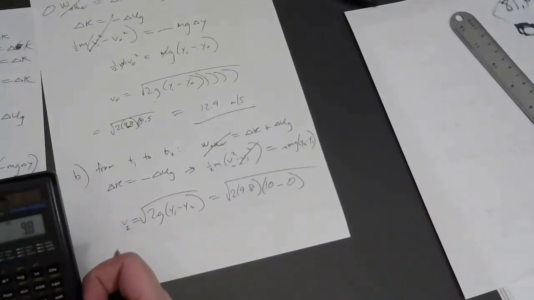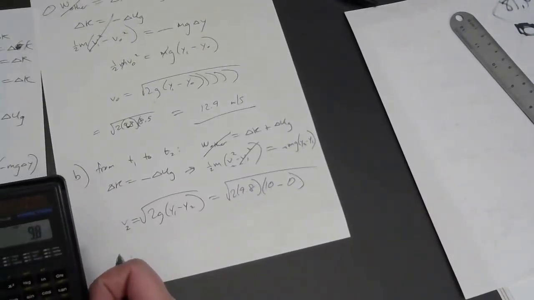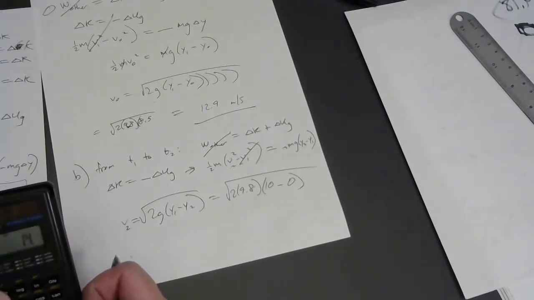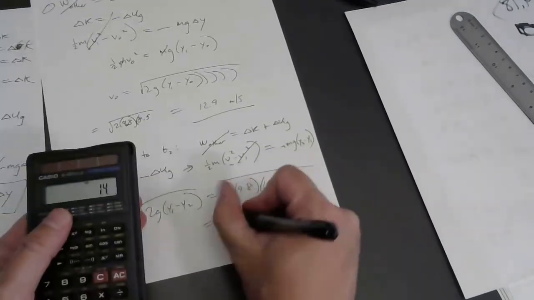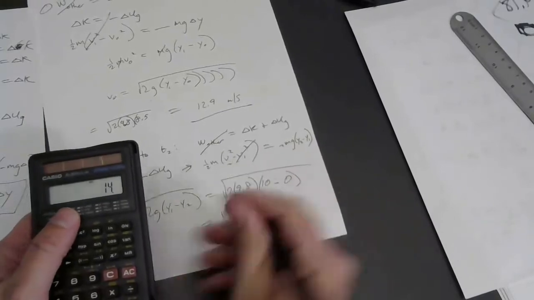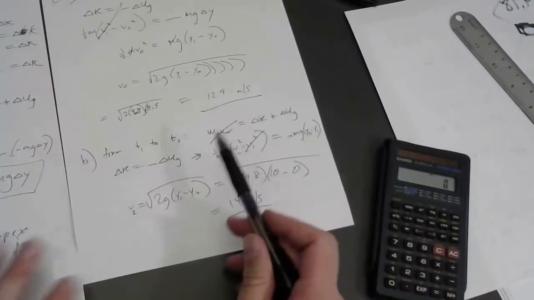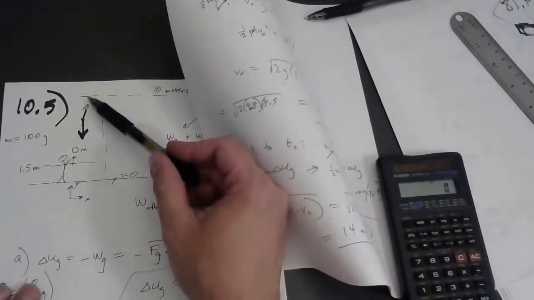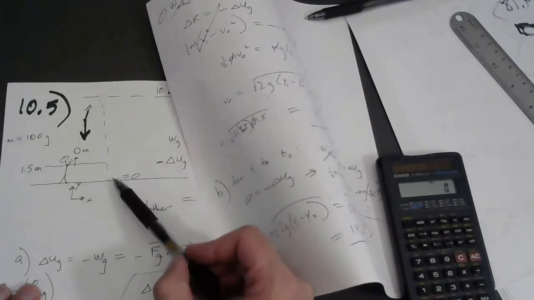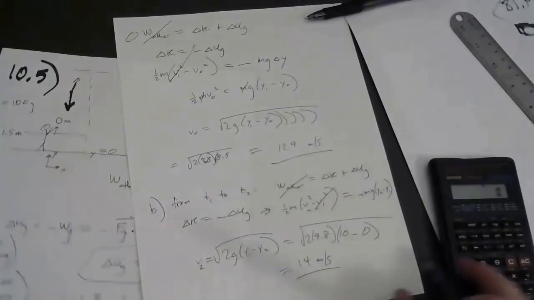2 times 9.8 times 10. And now we're going 14 meters per second. A little bit faster than they threw it. So we found that they only had to throw it upwards at 12.9 to get it to the top. But then on the way back down, it's going to fall a little further. It makes sense that it will be going faster.